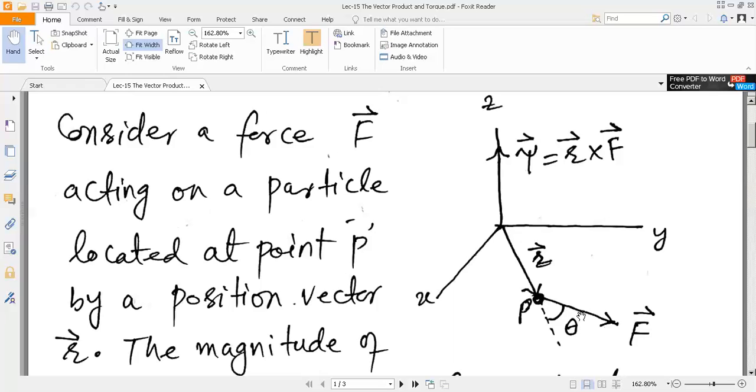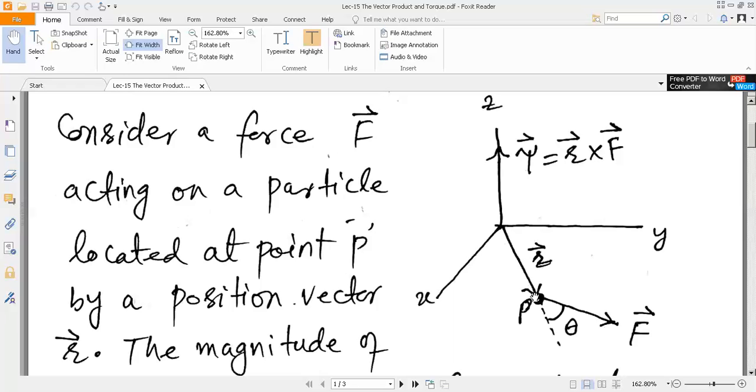Then ultimately, under the influence of this applied force, a rotational effect will be produced on this particle, and this turning effect is marked as tau, which is equal to the cross product of two vectors. One is the position vector, the other is the applied force vector, and this tau will be along the axis which is perpendicular to the plane of these two vectors, the r vector and the f vector.